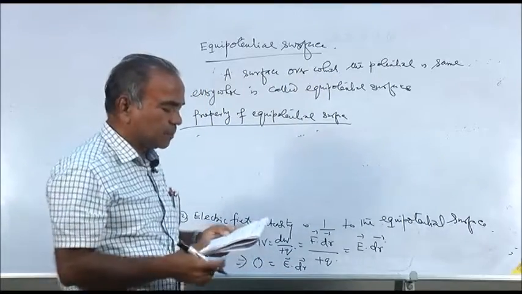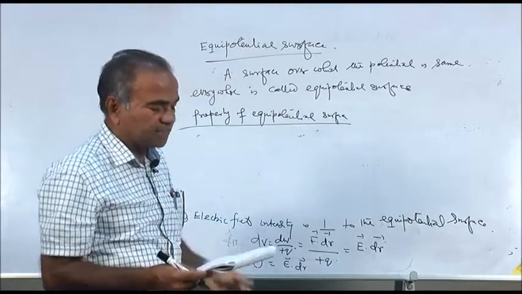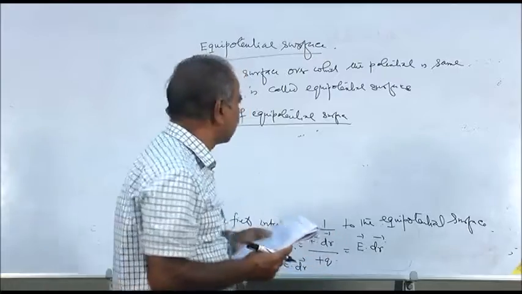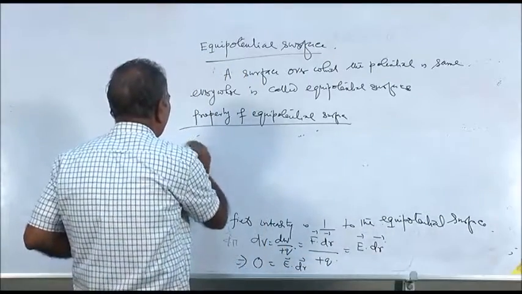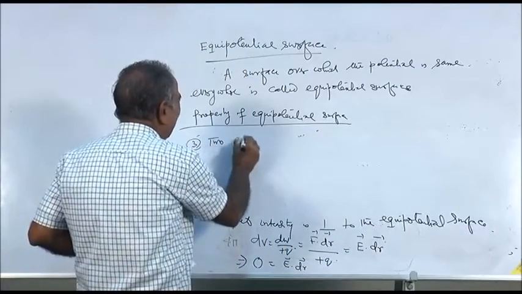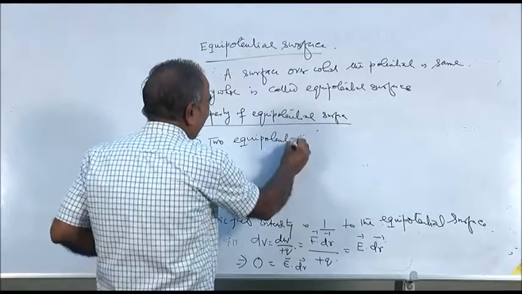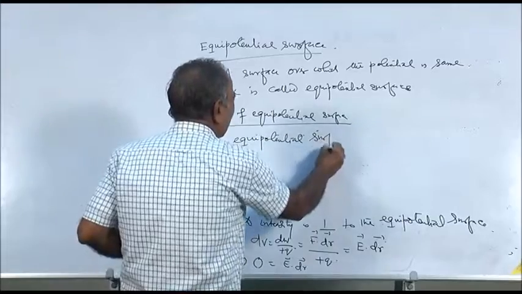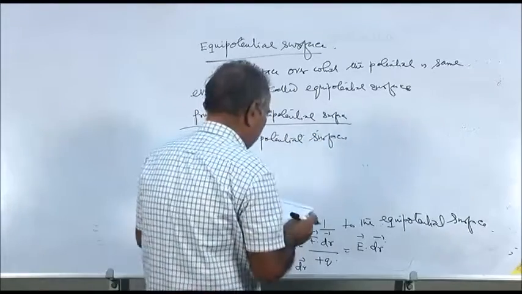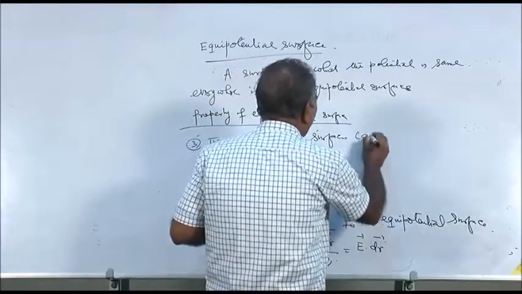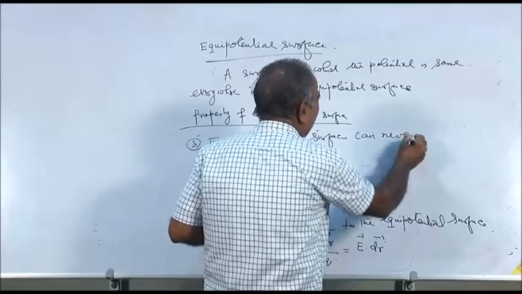Then the third property is that two equipotential surfaces can never intersect each other. Two equipotential surfaces can never cross each other.